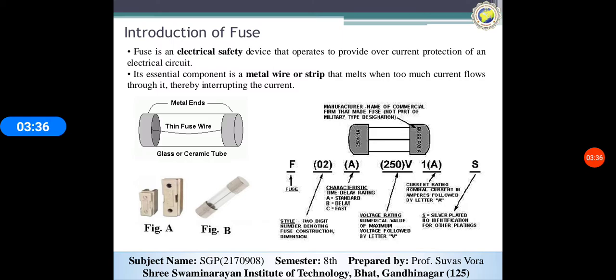F means the fuse, and the two-digit number denotes the fuse construction. This is the dimensions, the two digits. Now the next one is represented by E. E is the characteristic, the time delay rating. E means the standard rating, then after that B is the delay, and C is the fast.